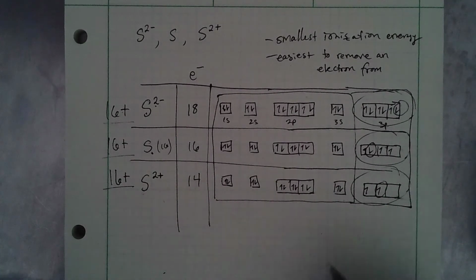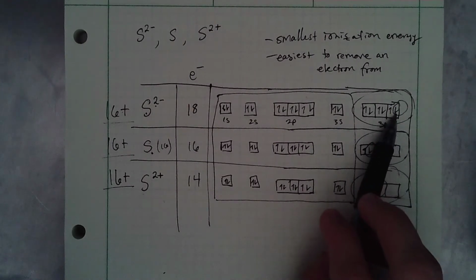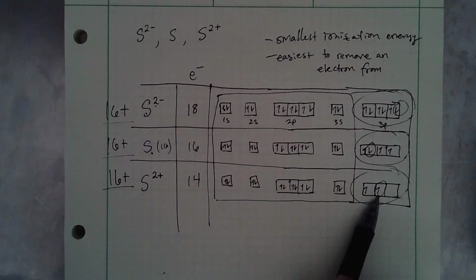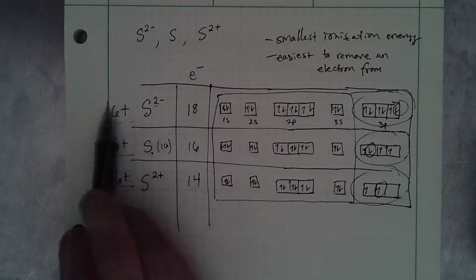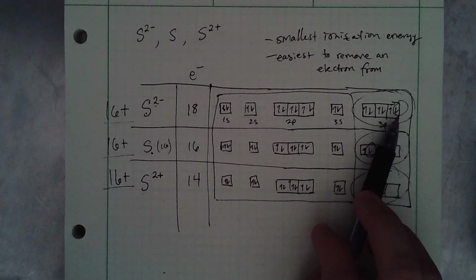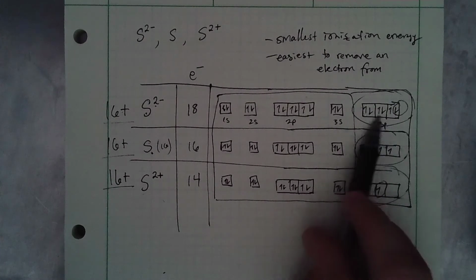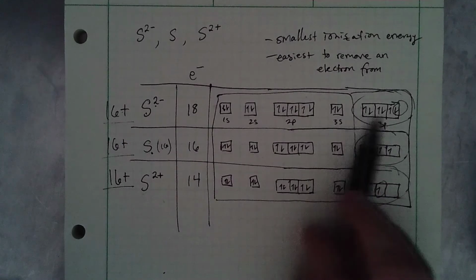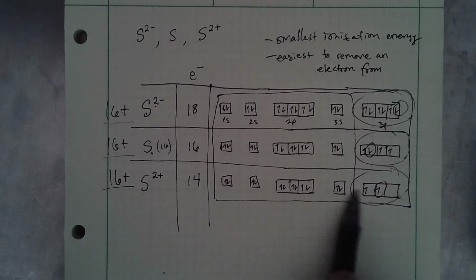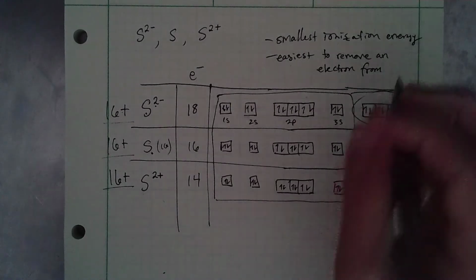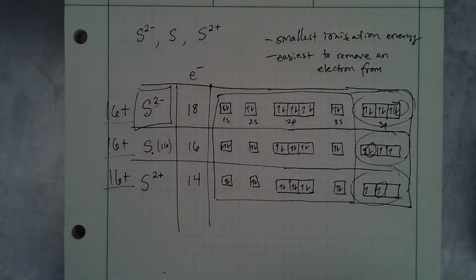So, once again, let me go through that explanation. The reason that this guy would be easier to remove than this guy, which would then in turn be easier to remove than this guy, is that they're all 3 feeling the same sort of positive force. But this one is feeling 5 electrons worth of repulsion from its buddies in the 3p orbital. So 5 electrons worth of repulsion, 3 electrons worth of repulsion, only 1 electron worth of repulsion. So I'm going to go ahead and say that the one with the smallest ionization energy is sulfur 2-.